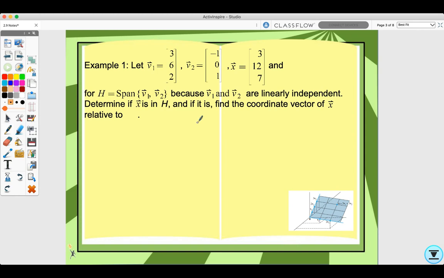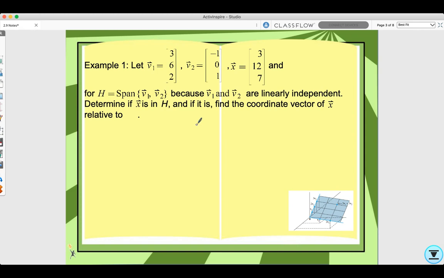Example 1. Let v1 be (3, 6, 2), v2 be (-1, 0, 1), x be (3, 12, 7), and H equals span {v1, v2}, and B = {v1, v2} because v1 and v2 are linearly independent. Determine if x is in H, and if it is, find the coordinate vector of x relative to B. So there should be a fancy B there, or beta.